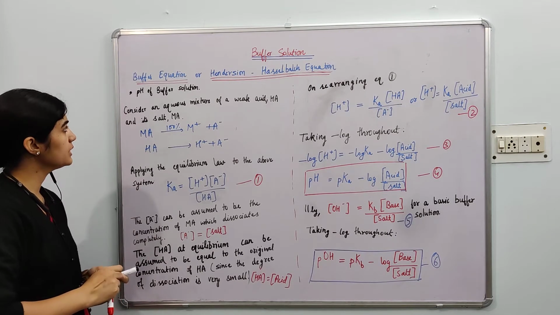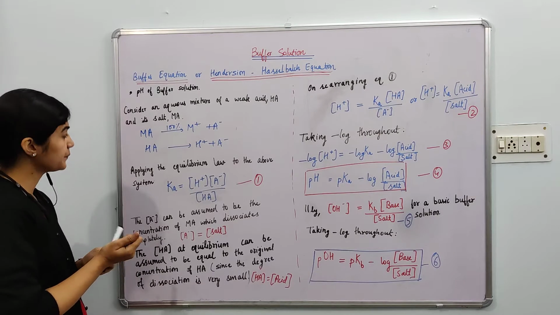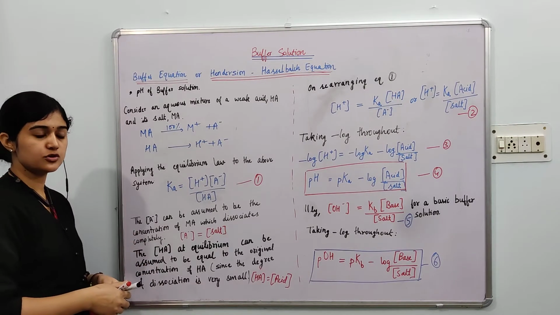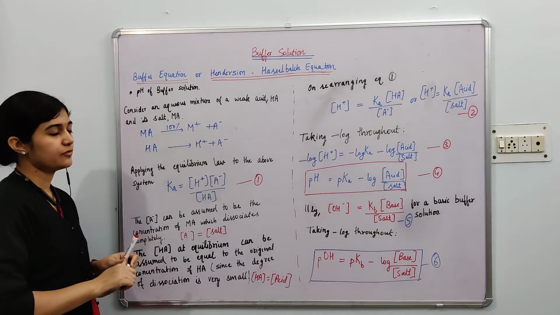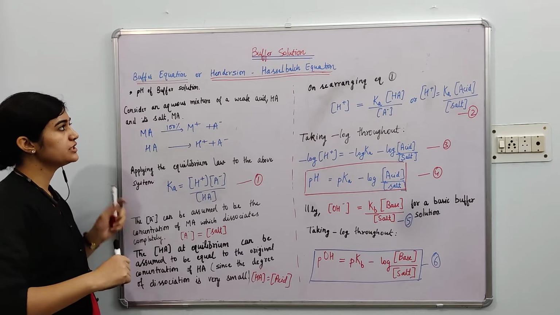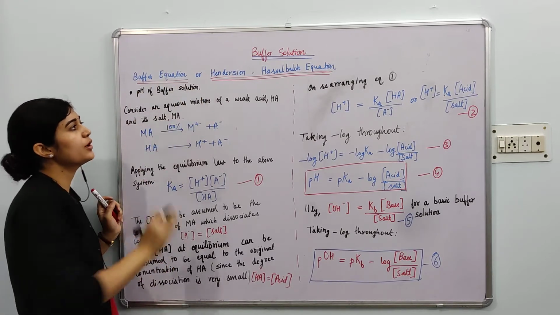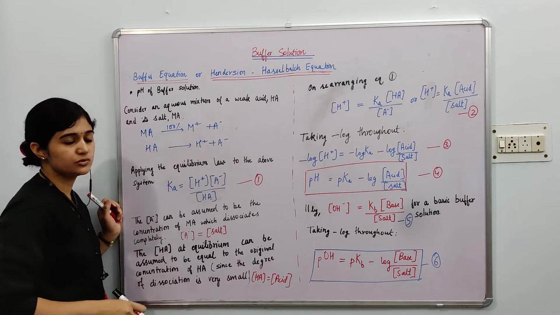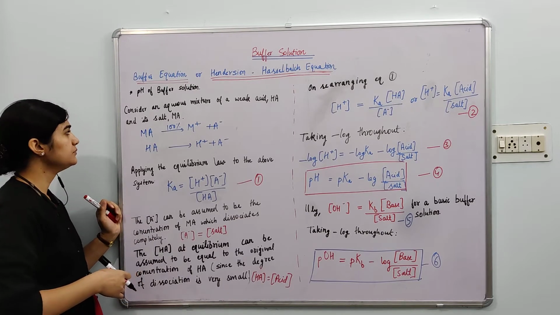To determine the pH of a buffer solution, we need to know the pH of the buffer solution also. So how do we determine the pH? That can be done using the buffer equation or Henderson-Hasselbalch equation. Both of these names can be used for this equation. Now let's see how we derive this equation.